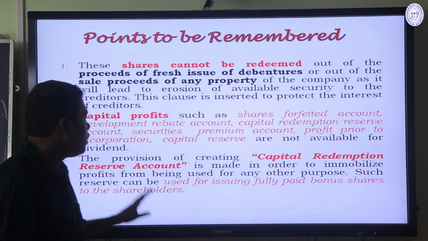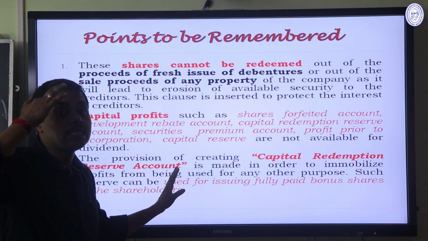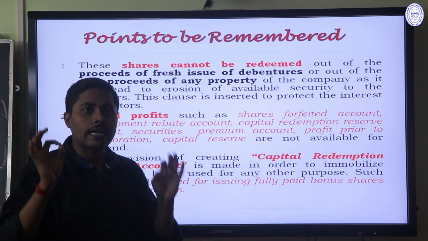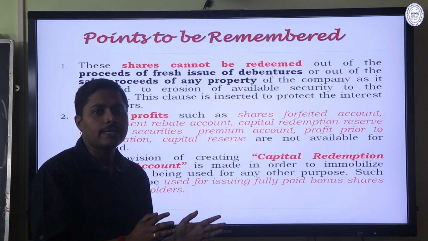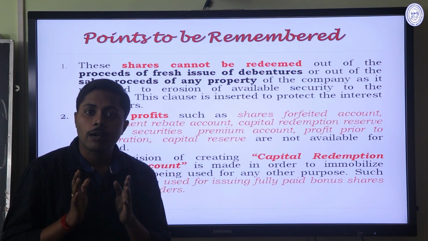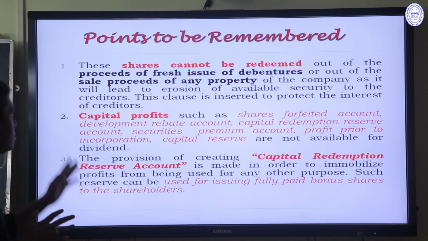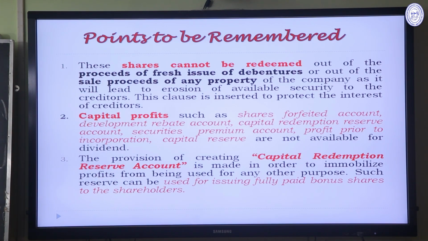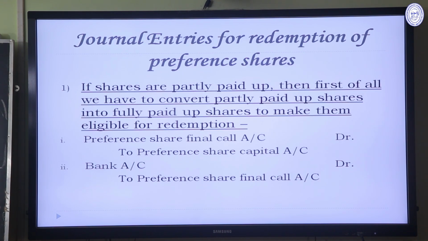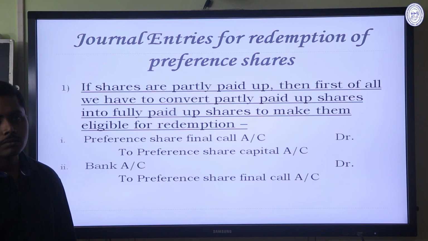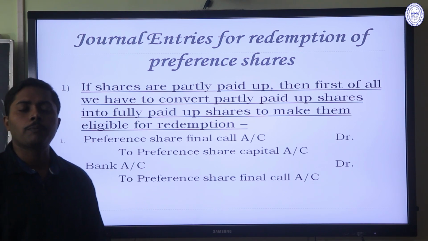Okay. So this is the important part of why the CRR account is being created. It is basically for the purpose of stopping capital erosion. Okay. So these things must be remembered before going into the sum. Now I am giving you the accounting entries. What accounting entries are basically done for the purpose of redemption of preference shares.